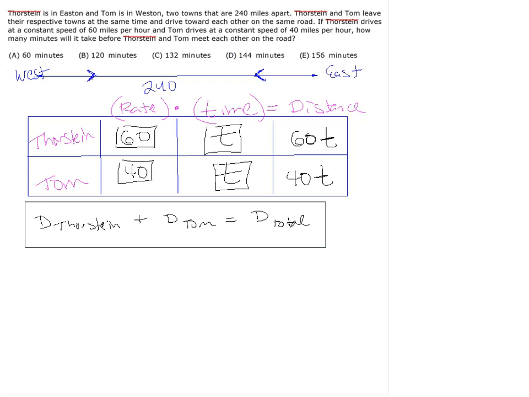Because with that formula, we can now say the following. We know Thorstein's distance is 60 times t. We know Tom's distance is 40 times t. And we know the total distance these guys covered is 240.